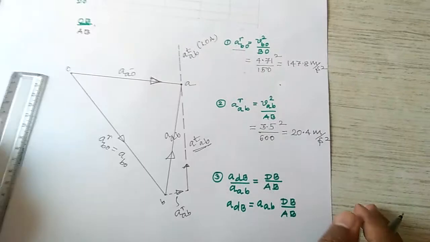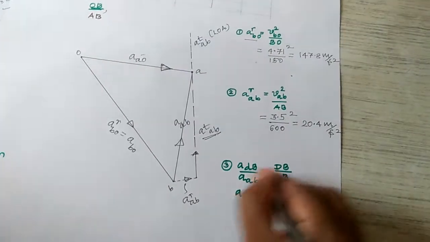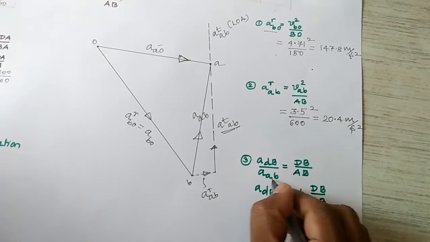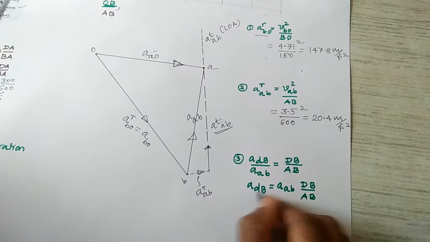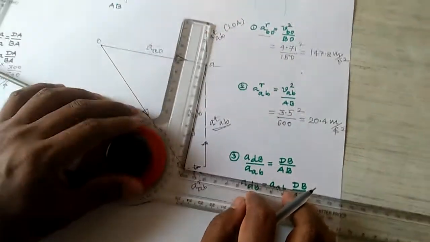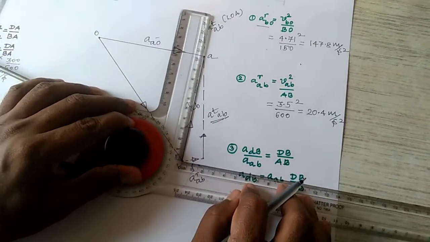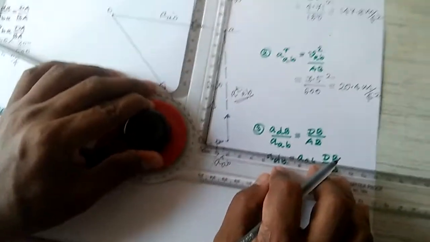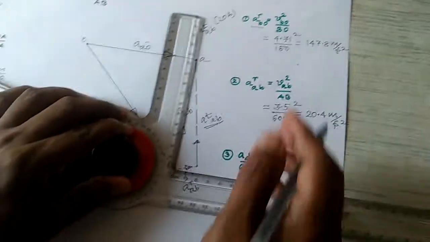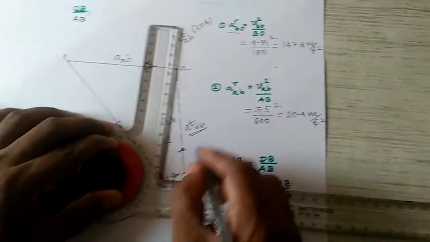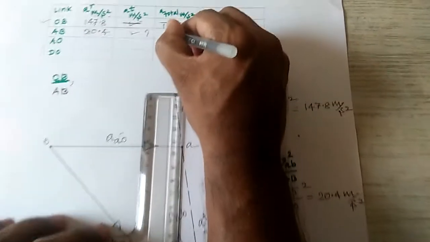Then you have to find the mid position. How to find the mid position? I have written this formula: acceleration of dB divided by acceleration of AB, dB divided by AB. This is the acceleration of AB, you have to measure it. How much is this one? This is the total acceleration. Approximately it comes as 105. I will write it as the total acceleration of AB, which comes as 100.